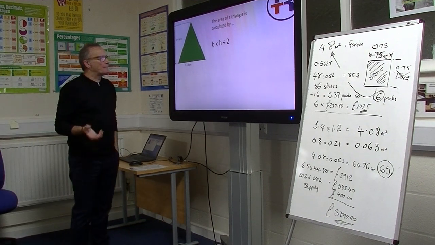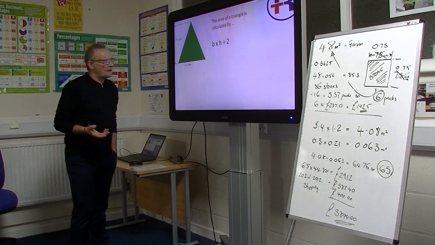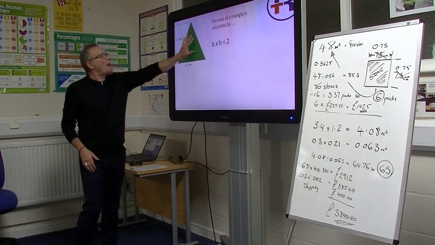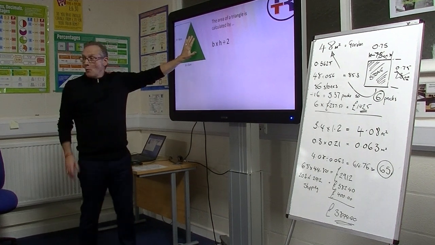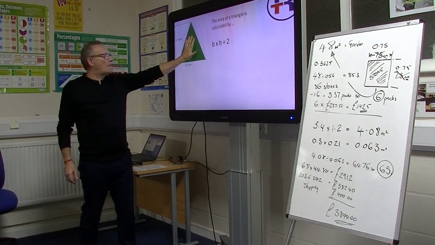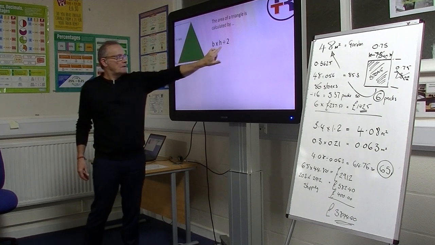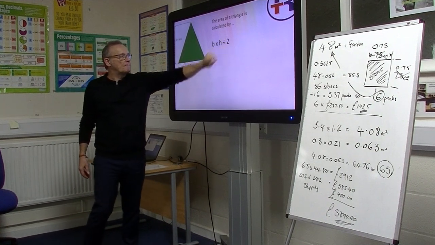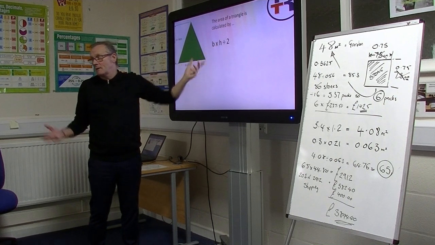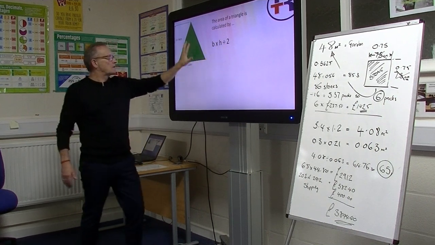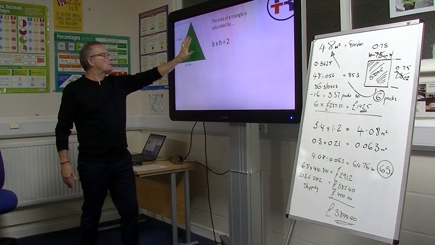Why do we do that? What's the divide by 2 part of it? Well, it's because a triangle is half of a square or a rectangle. No matter what shape it is, it's half of a square or a rectangle. So that's why the divide by 2 bit comes in, because base times height really is length times height. That's all it is. But then you divide it by 2 because that's half of a square or a rectangle.